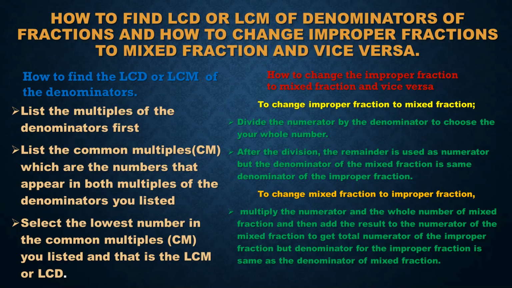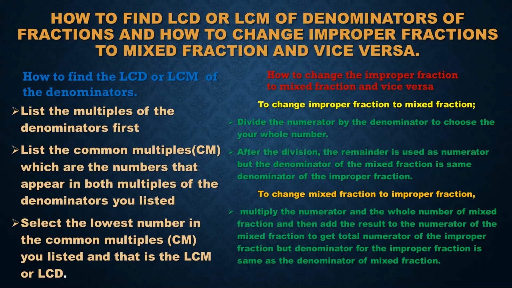So the first thing is that you divide the numerator by the denominator to get your whole number. After the division, the remainder is used as the numerator, but the denominator of the mixed fraction is the same as the denominator of the improper fraction.